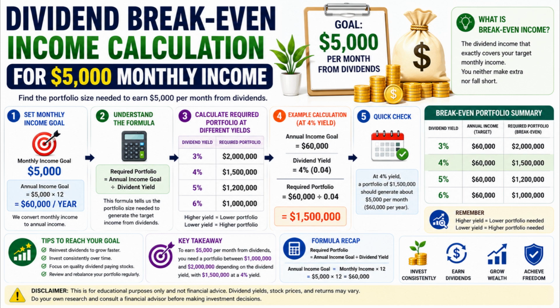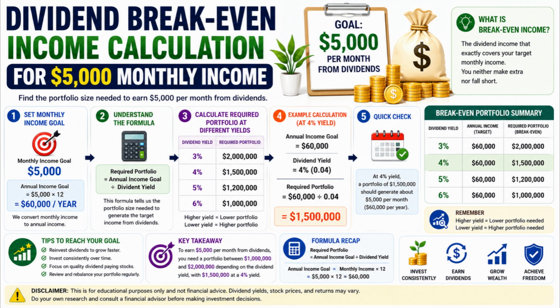In this video, we will discuss dividend break-even income calculation for $5,000 monthly income. To begin with, the goal is to find the portfolio size needed to earn $5,000 per month from dividends. This is called a break-even income calculation because the dividend income is expected to exactly cover the target monthly income. In simple words, the portfolio is designed to generate enough dividend income so that you neither fall short nor need extra income to meet this specific goal.